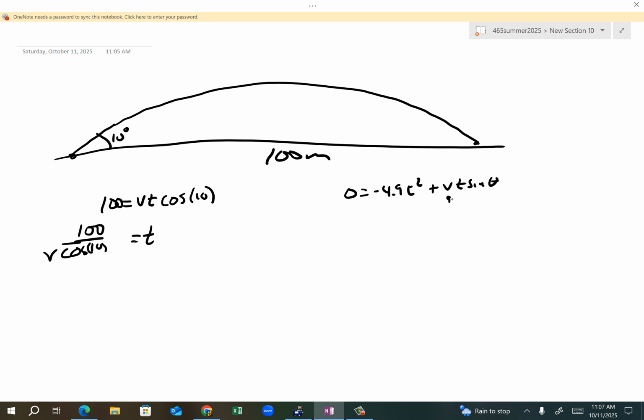Anyway, so you could solve for t, like I did there, or you could solve for v if you want to. Let's see what happens with v this time, just for fun. v equals 100 over t cos theta, which is cos 10, of course. That's 100 divided by cos of 10.